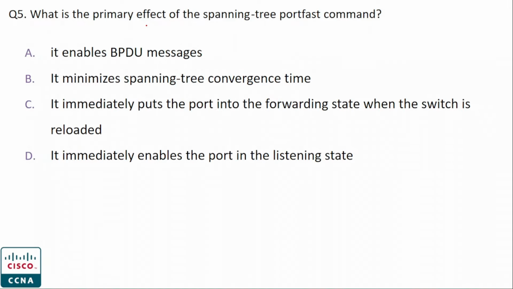Question number 5, what is the primary effect of the spanning tree port fast command? The options are: option A, it enables BPDU messages. Option B, it minimizes spanning tree convergence time. Option C, it immediately puts the port into forwarding state when the switch is reloaded. And option D, it immediately enables the port in the listening state. And the correct option is option B, it minimizes spanning tree convergence time.